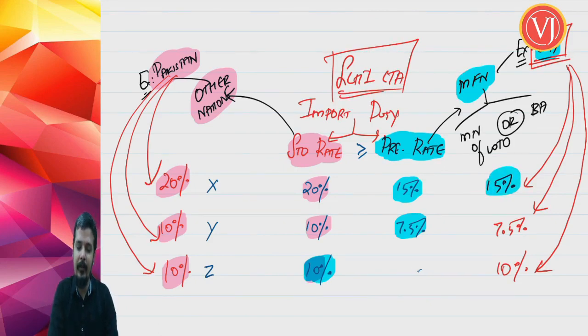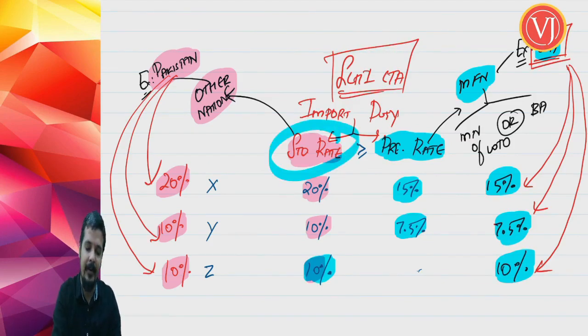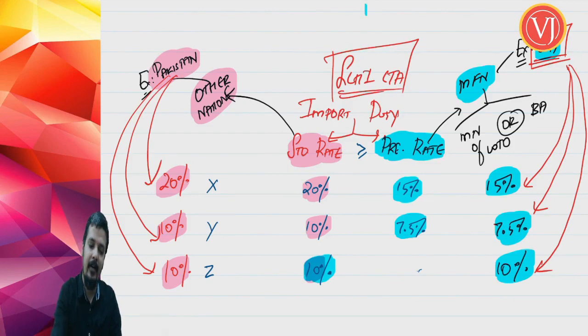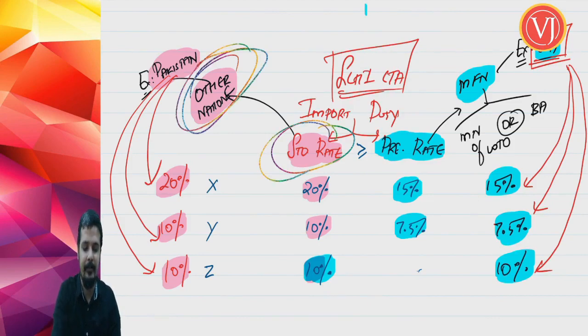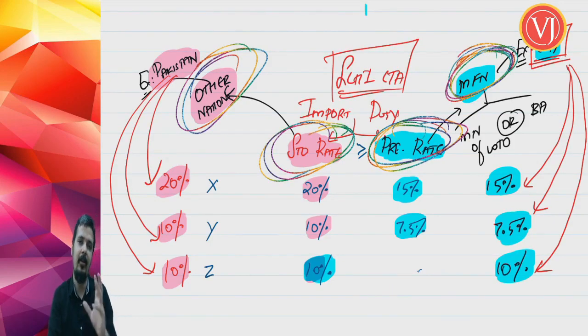Item X import from USA 15%, item Y import from USA 7.5%, item Z import from USA has the same rate, whether it is from Pakistan or USA, because it has no preferential rate, it is 10%. So you have to understand this concept of import duty. Standard rate is always a higher rate, higher than or equal to the preferential rate, and is applied for other nations. And preferential rate of import duty is always a lesser rate which is applied for imports from most favored nations. So that concept you have to understand.